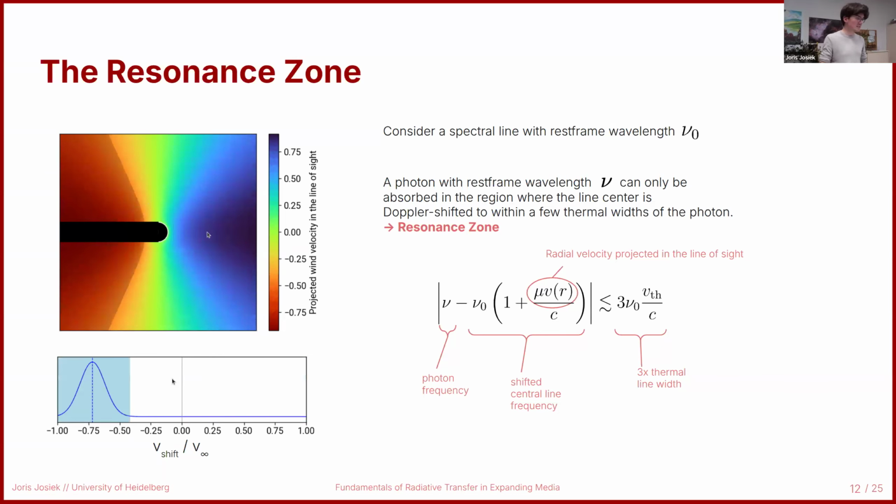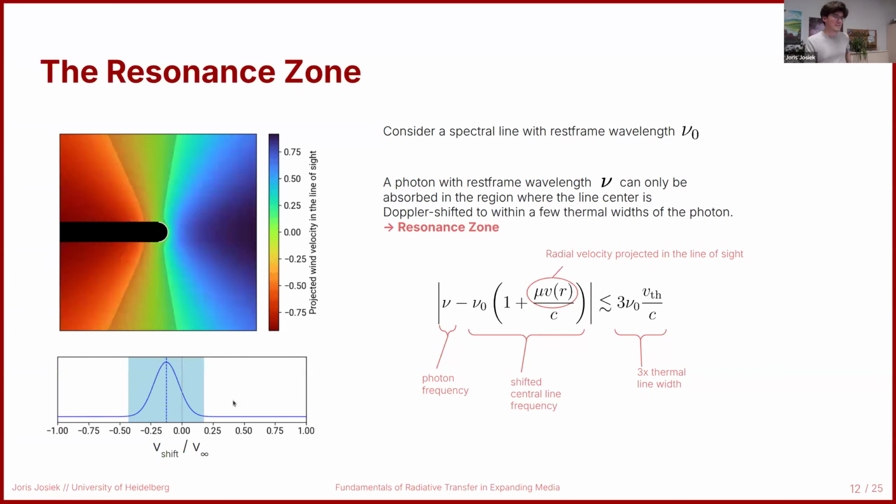And now what you see at the bottom is what's moving: some photon frequency. So what we're considering here is some spectral line, one individual spectral line with a rest frame frequency of ν0. So this is ν0. And then you have some photon that has a different frequency ν.